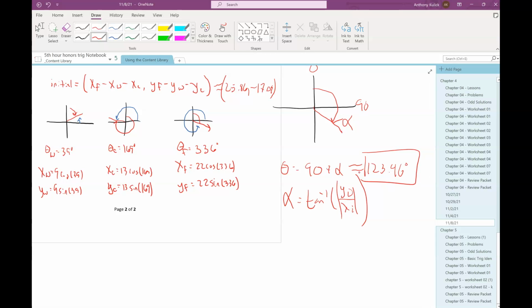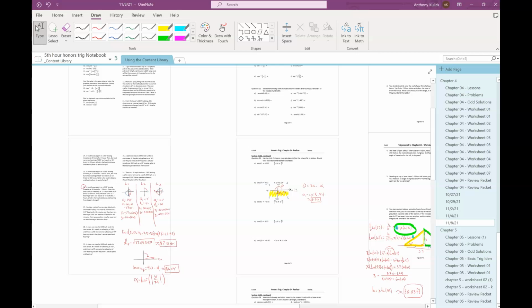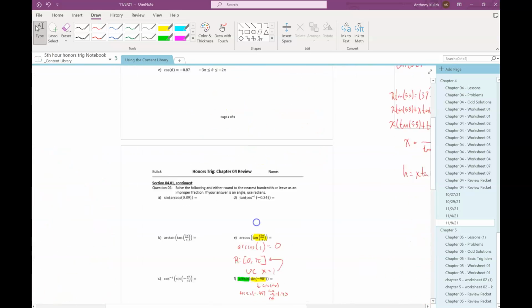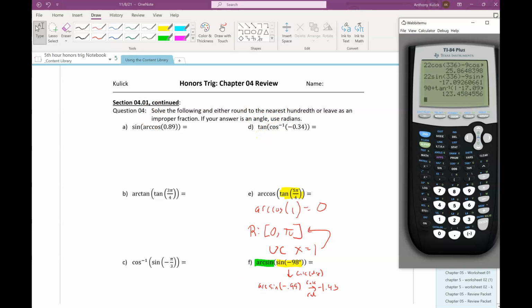On the review packet on page 3, did you do A or B? Doesn't matter. Okay, we did D already. Can you do A? Sure. It's just a calculator problem though.